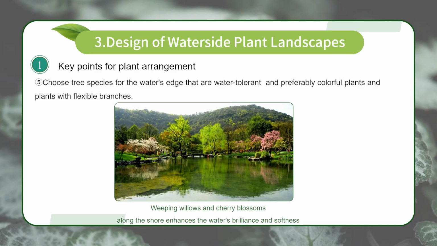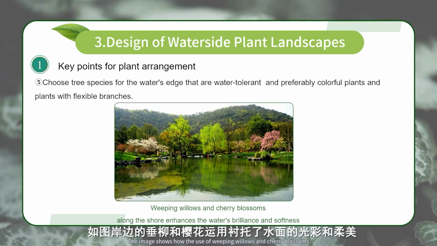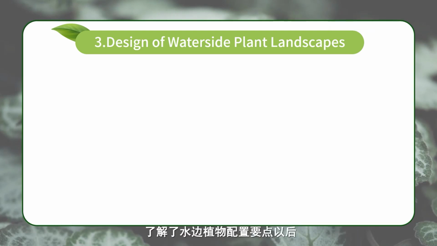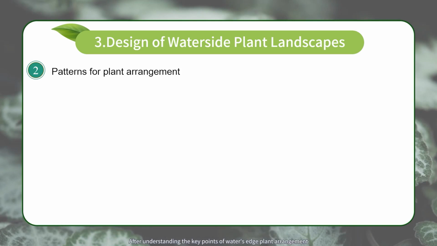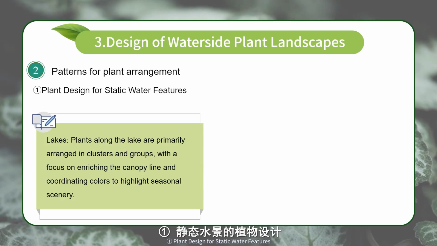The image shows how the use of weeping willows and cherry blossoms along the shore enhances the water's brilliance and softness. After understanding the key points of water edge plant arrangement, let's explore common water's edge design patterns. 1. Plant design for static water features.